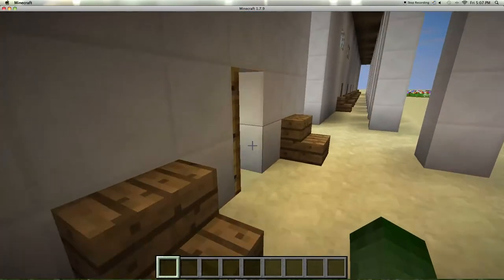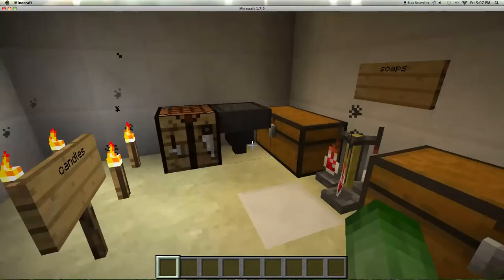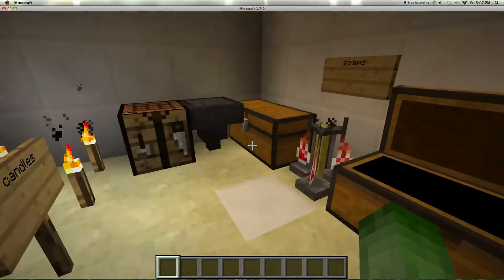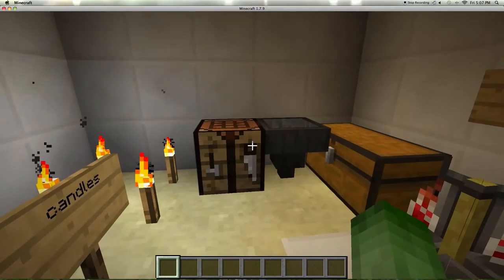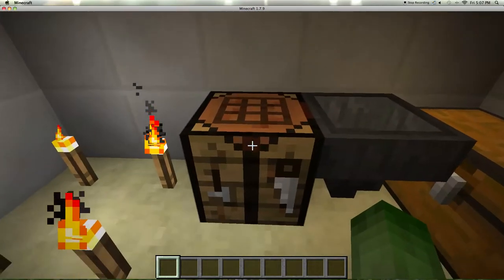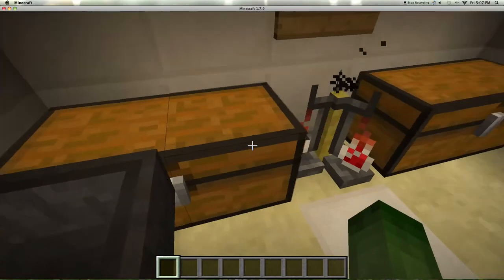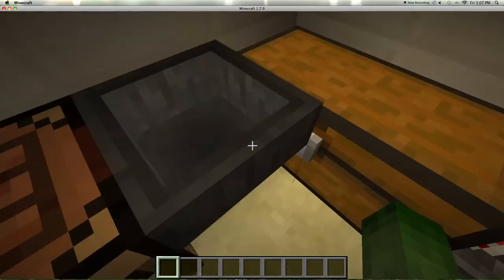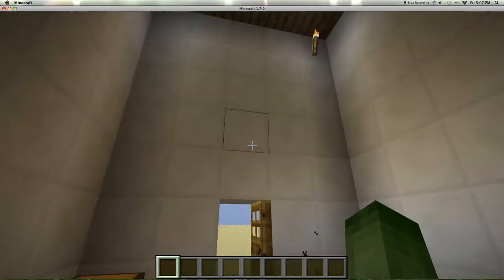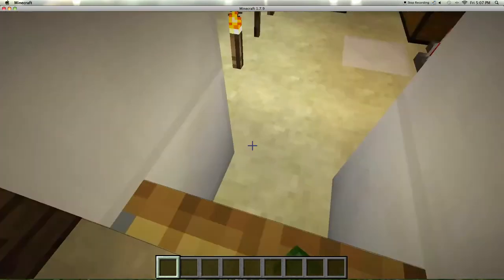And the last room is the candles and soap industry workroom. So they would have crafting tables and things where they would burn soap, like this and this. So yeah, that is the soap and candles workroom.